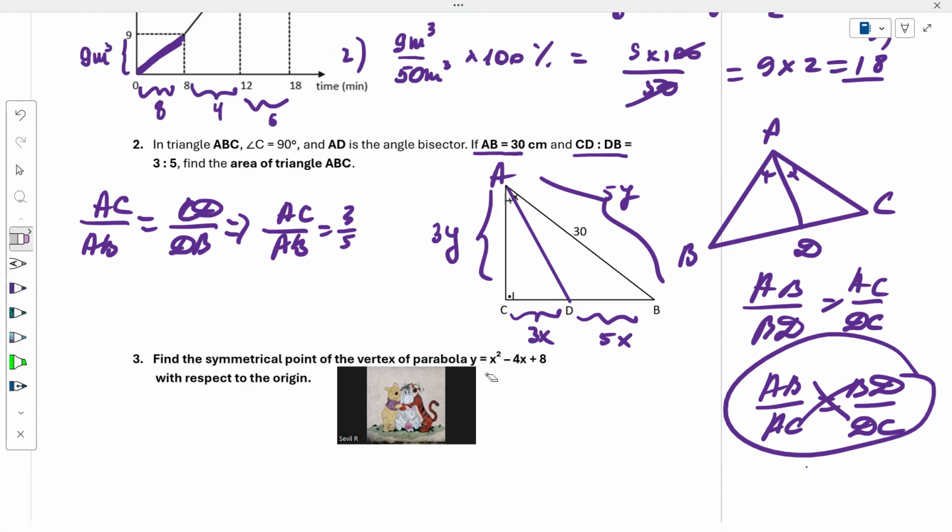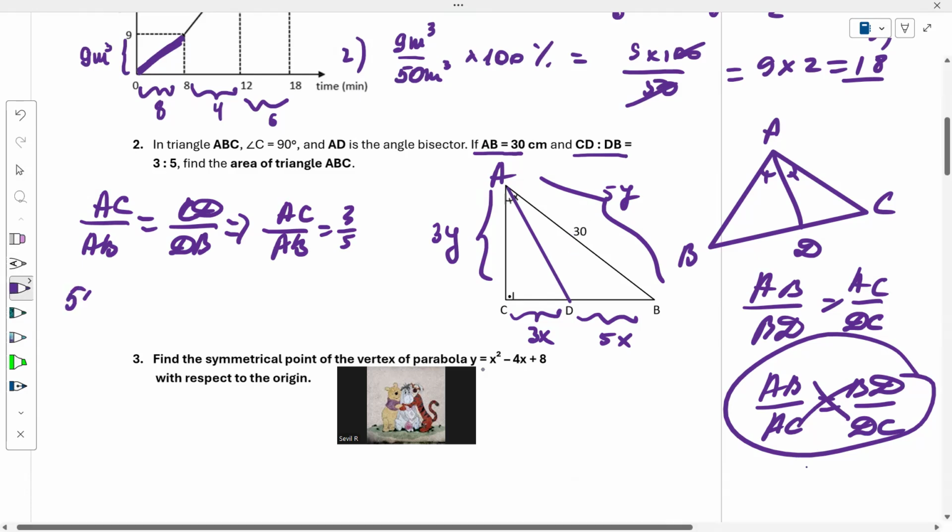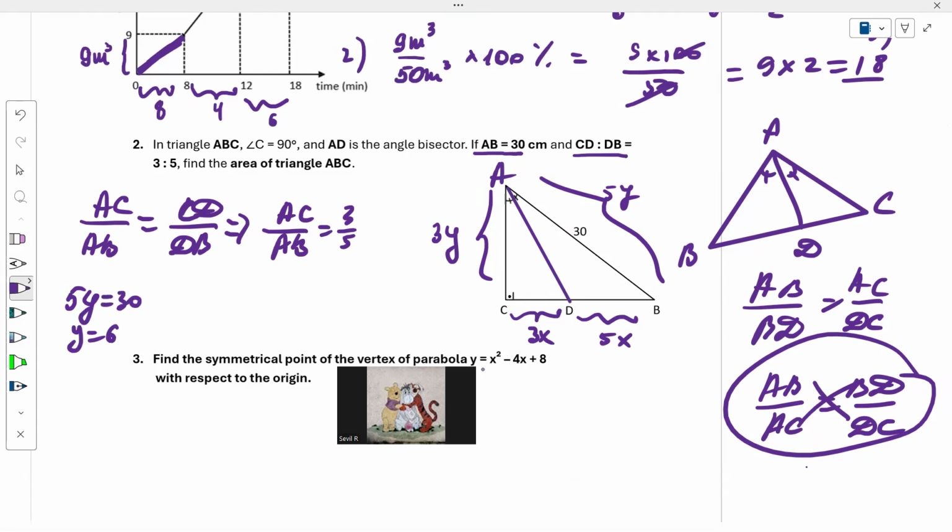All right, so we don't use x anymore, it's already used. Now what we see is 5y has exact value 30, so y equals 6. After finding y, we can write 3y equals its AC side, all right? 3 times 6 is 18. So you have the AB side, you have the AC side. This is the AC side here.